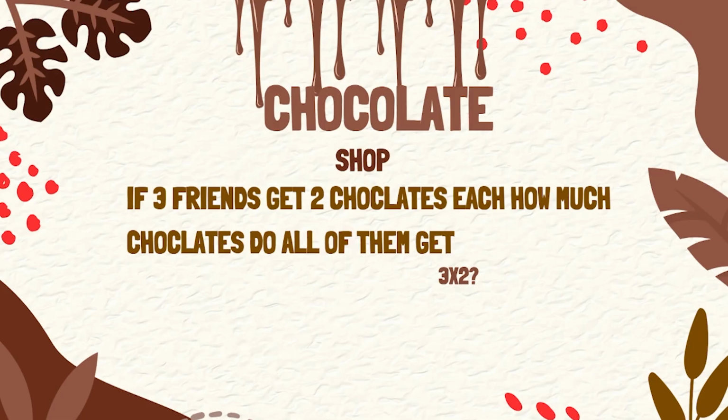Okay, now this question is for you to answer in the comment section. So if 3 friends get 2 chocolates each, how many chocolates do all of them get? So imagine you have 3 friends. Okay, and you all decide to get 2 chocolates each. How many chocolates do all of them get? Well, you have to multiply 3 into 2. It's really simple.